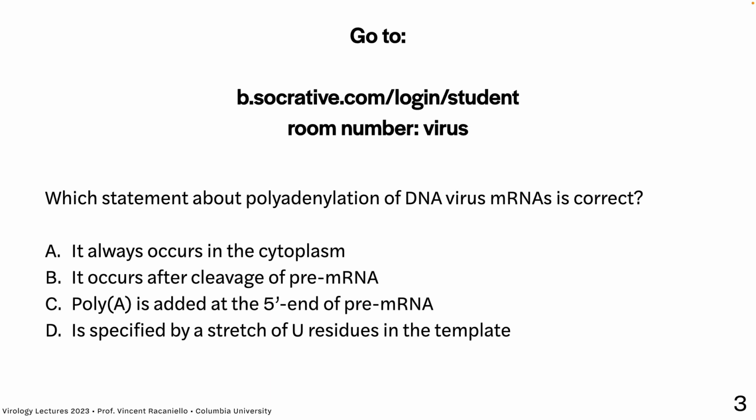All right, so our last question for today is, which statement about polyadenylation of DNA virus mRNAs is correct? It always occurs in the cytoplasm. It occurs after cleavage of pre-mRNA. Poly A is added at the 5' end of pre-mRNA. It is specified by a stretch of U residues in the template. Wow, look at that.